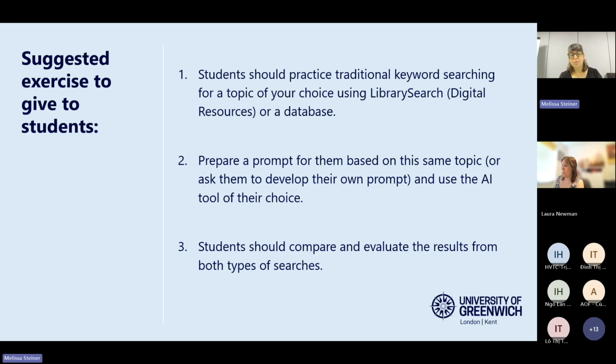I would get students to practice the traditional way of keyword searching on a topic, using library search or a specific database, and have a look at the kind of results. And then either you prepare a prompt or get them to prepare a prompt on exactly the same topic, and use the AI tool of their choice, or use Microsoft Copilot with their Greenwich login. And then students should compare and evaluate the results from both types of searches.